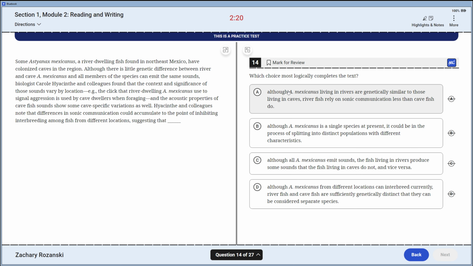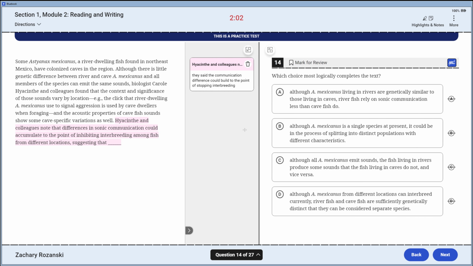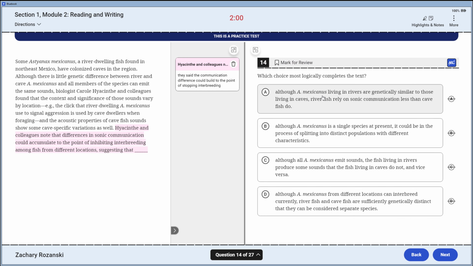Oof, we're going to come back to this sentence. How many do we have? Good. So let's go for this one. They said the communication difference could build to the point of stopping interbreeding. Let's see what we've got. Although living in genetically similar, rely on this less often than others. This is pretty trash. Although as a single species, it could be splitting off.